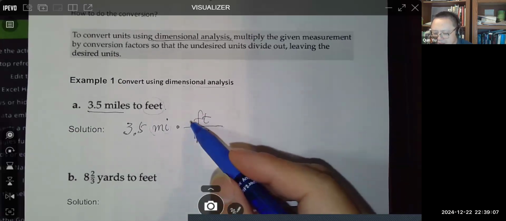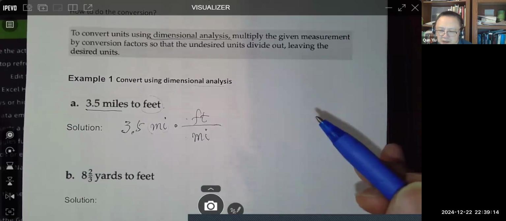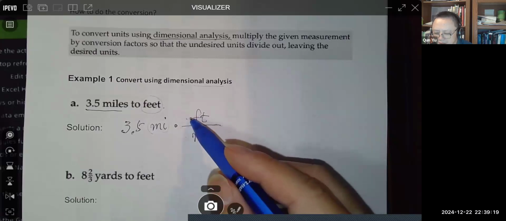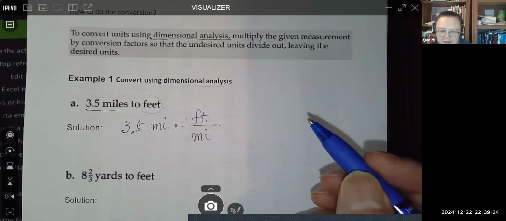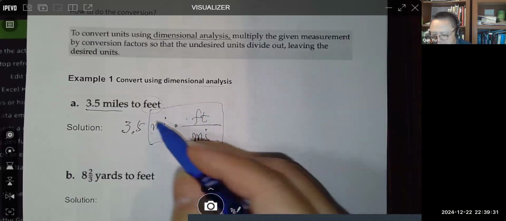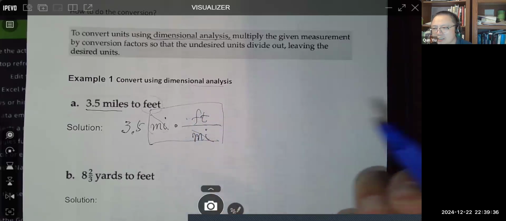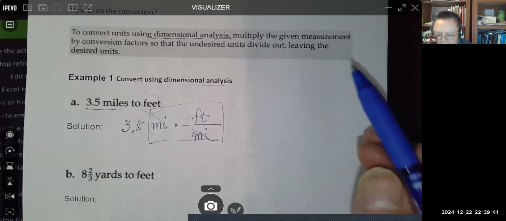Now, I have not put in any numbers in these places. The reason is that I want to emphasize the importance of the structure, not the numbers. How many feet in a mile is never going to change. It's always there, so it's not something we need to worry about. So look at this structure without numbers. This mile is going to get canceled. The only unit left in the end after you do the calculation is feet. That's what we want. So the structure has to be right.